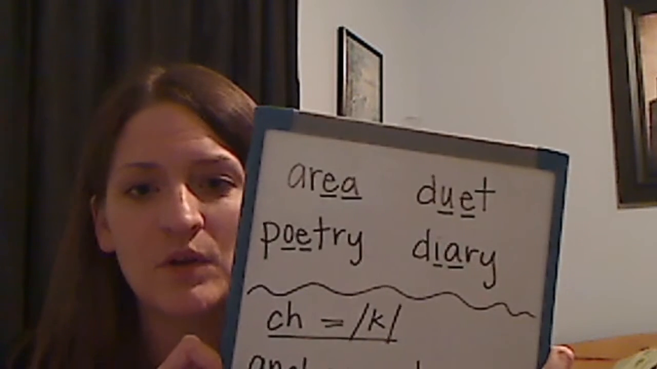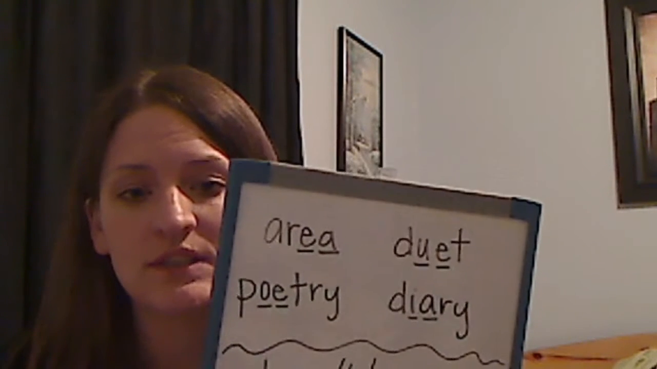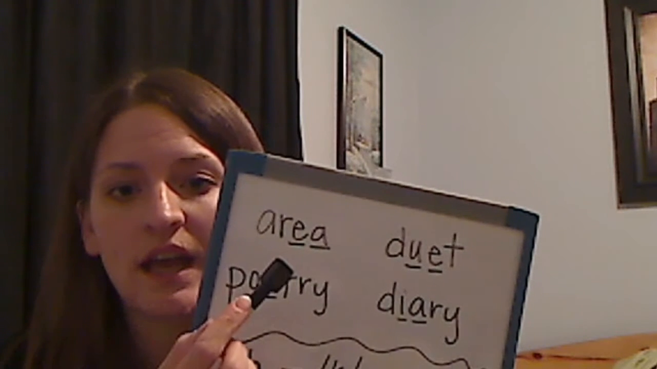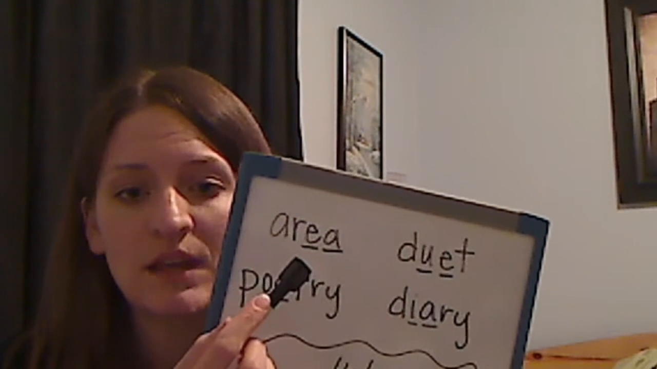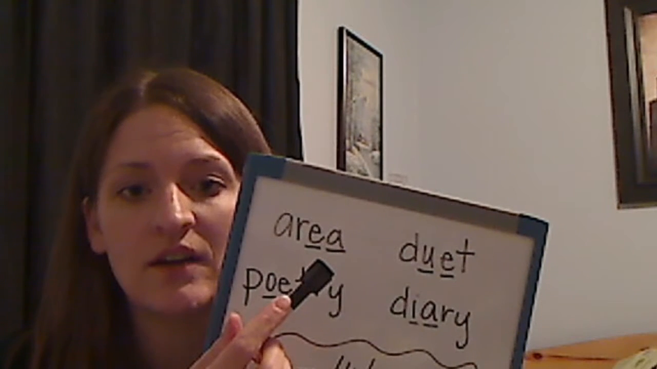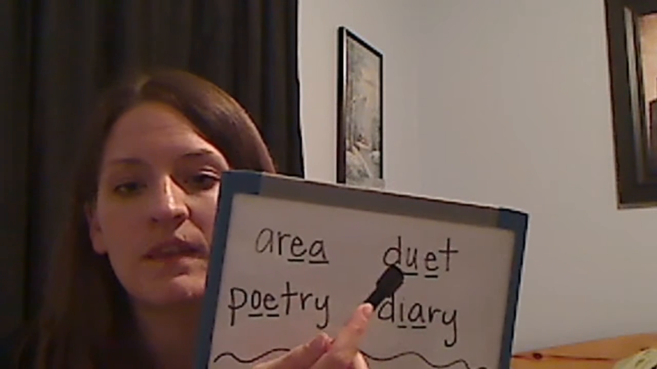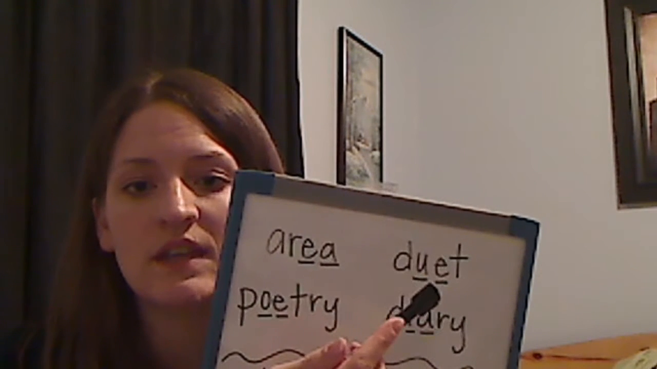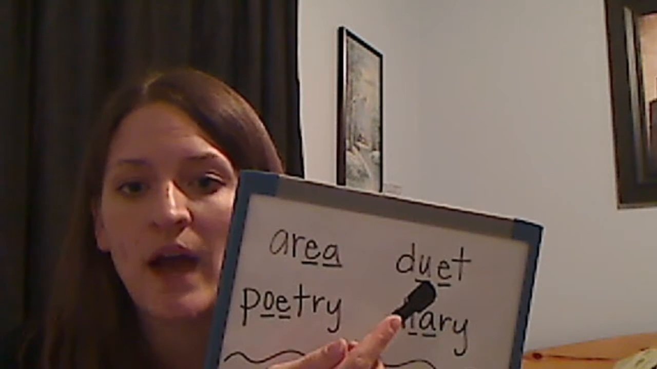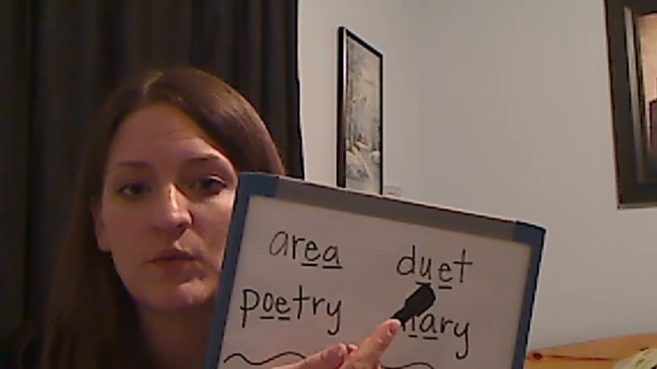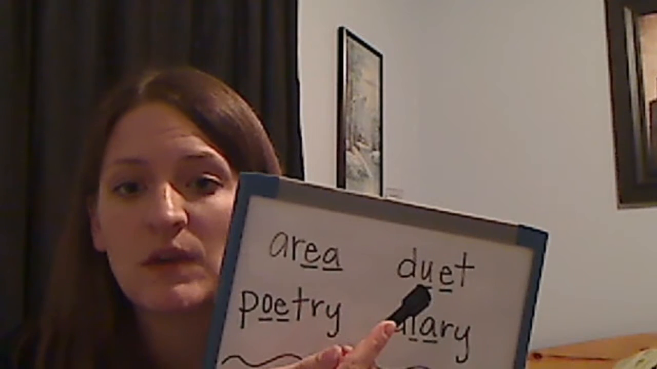So the very first rule that I wanted to review is that sometimes in a word, when you see two vowels together, each vowel represents its own sound or a different sound. So if you take a look right here at area, the E makes a sound and the A makes a sound. Area. Same thing is true with duet. The U will make its own sound and then the E makes its own sound. Duet. So those are two examples of when you see two vowels together, they each make their own sound.